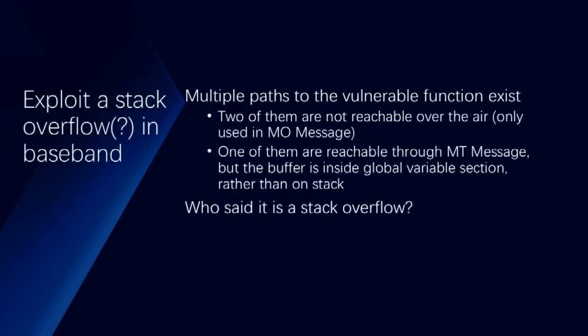Next, we tried to do this, but we encountered many troubles. First of all, there are multiple code paths to reach that vulnerable function, and two of them are not very useful since they are only used in an MO message situation. MO stands for mobile originating message. That kind of message is sent from your mobile phone, so you cannot reach this code path over the air. And we found one code path that is reachable through an MT message, a mobile terminating message.